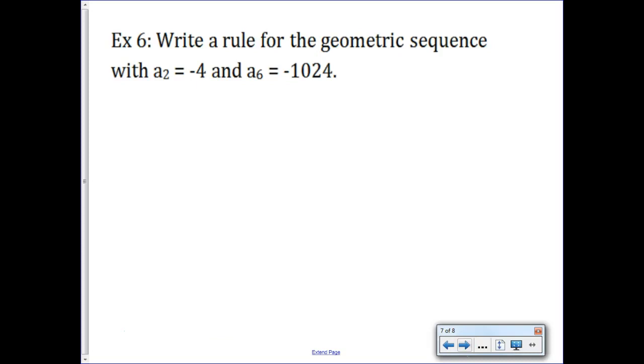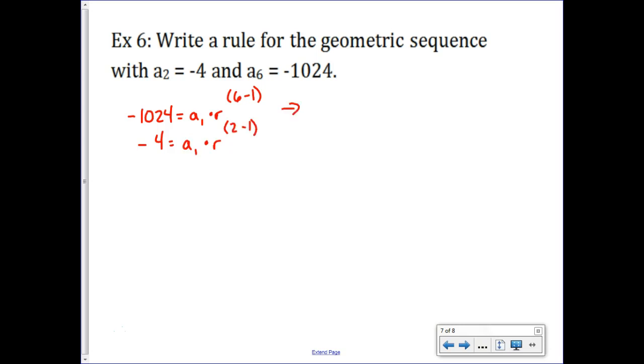Write a rule for the geometric sequence with a sub 2 equals negative 4 and a sub 6 equals negative 1024. So no first term, no common ratio. We have some work to do here. I'm going to put negative 1024 is equal to a sub 1 times r to the 6 minus 1. I'm going to put negative 4 is equal to a sub 1 times r to the 2 minus 1.